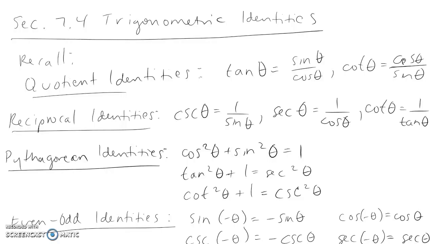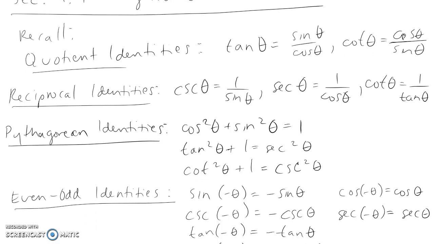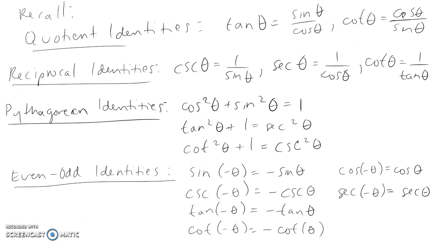Section 7.4, the trigonometric identities. In our book there's, I think, 3 sections about trigonometric identities, but we only cover the first in our curriculum. So this is the last section of Chapter 4 we're going to cover. I want you to recall all the identities that we learned back in Chapter 6.